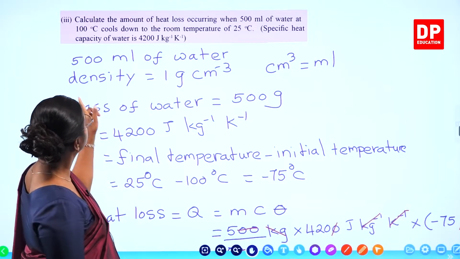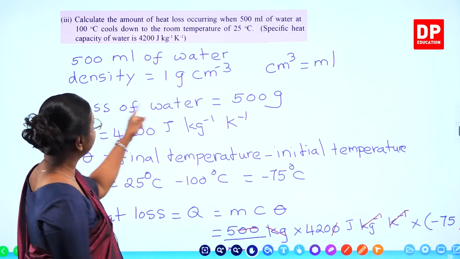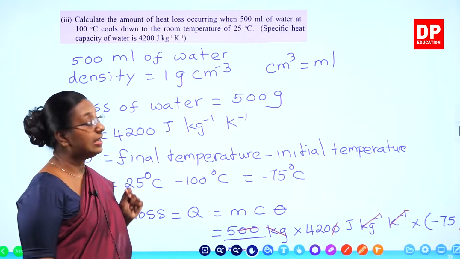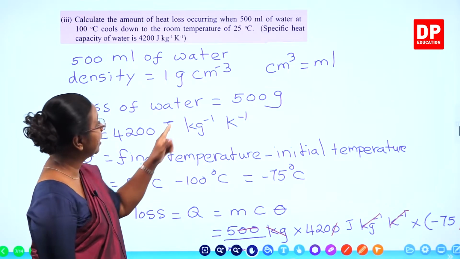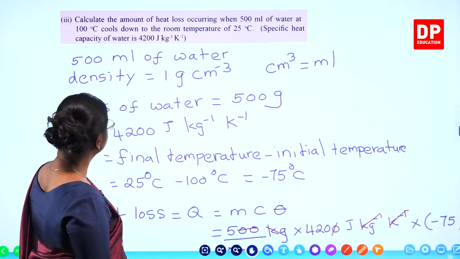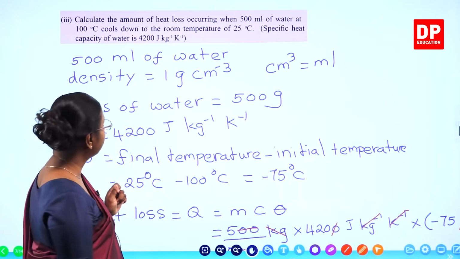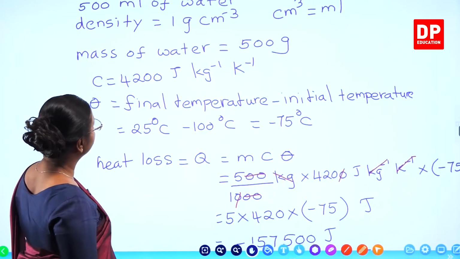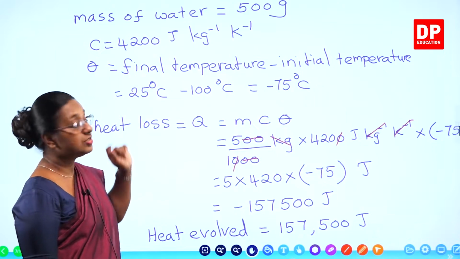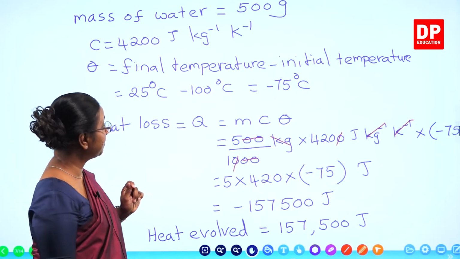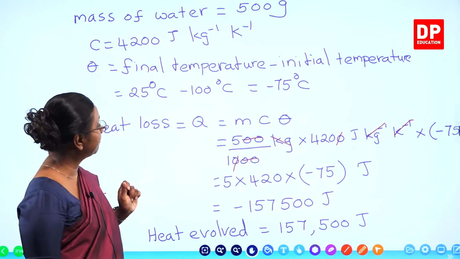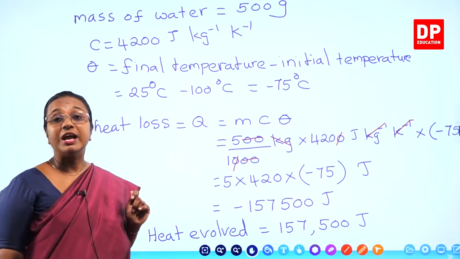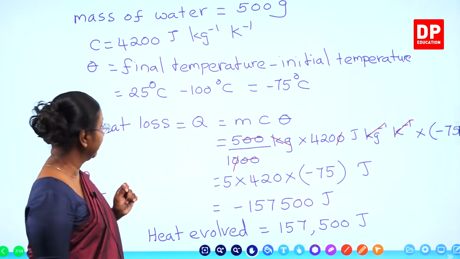So I will go back and again we can just go through the calculation. You know the values. 500 milliliters of water. So we need to convert it to grams. We need to get the mass of water. So to do that, we need the density 1 gram per centimeter cube, and centimeter cube is equal to milliliters. So you will get the mass of water as 500 grams. Then we have the specific heat capacity 4200 joule per kilogram per Kelvin. And theta is always final temperature minus initial temperature. If you calculate, final is 25 degrees Celsius, initial temperature is 100 degrees Celsius. So you get the theta as minus 75 degrees Celsius.